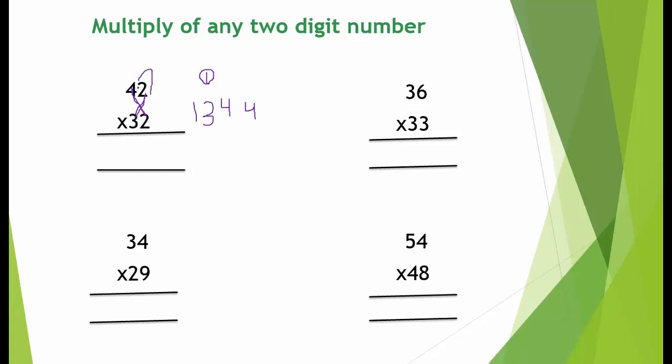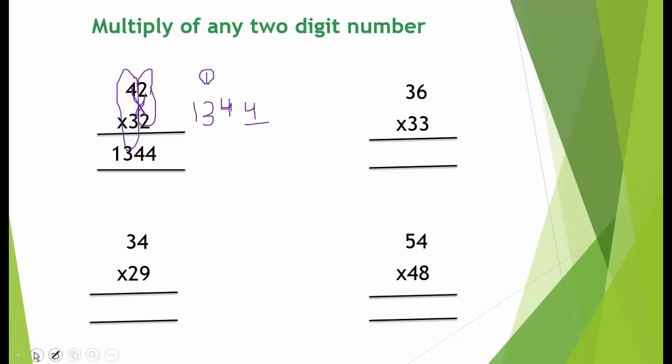First of all multiply these two unit digits, that is 2 into 2 is 4. Now 2 into 4 is 8, 3 into 2 is 6, 8 and 6 is 14. Write 4 and 1 will be in the carry. Now multiply the first two digits, that is 4 3s are 12, and 12 plus 1 is 13. So 1344 will be the answer.